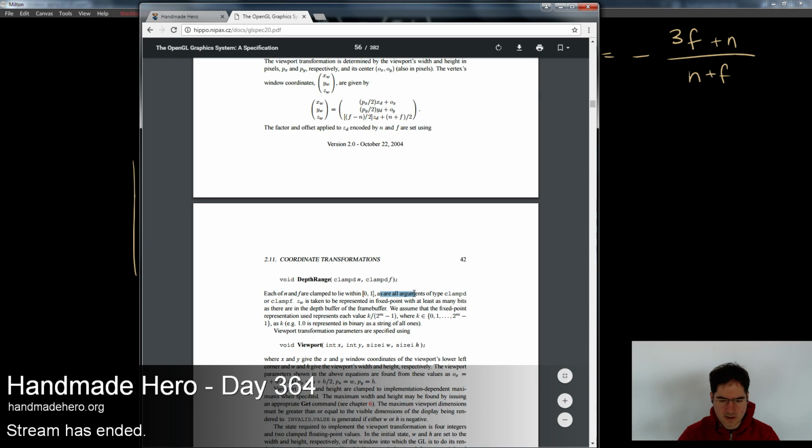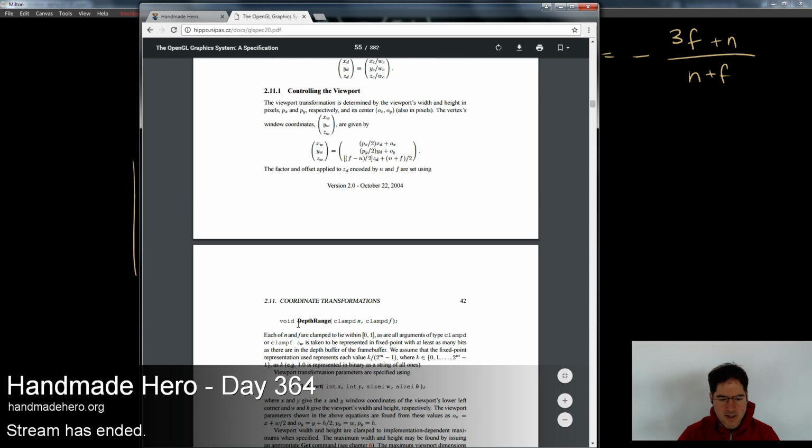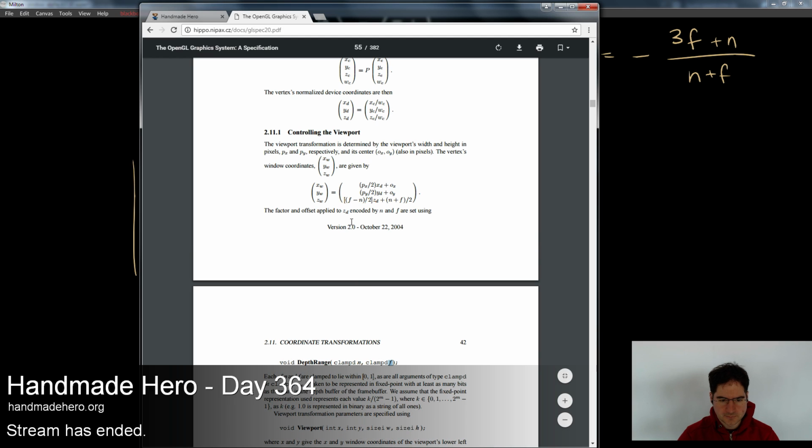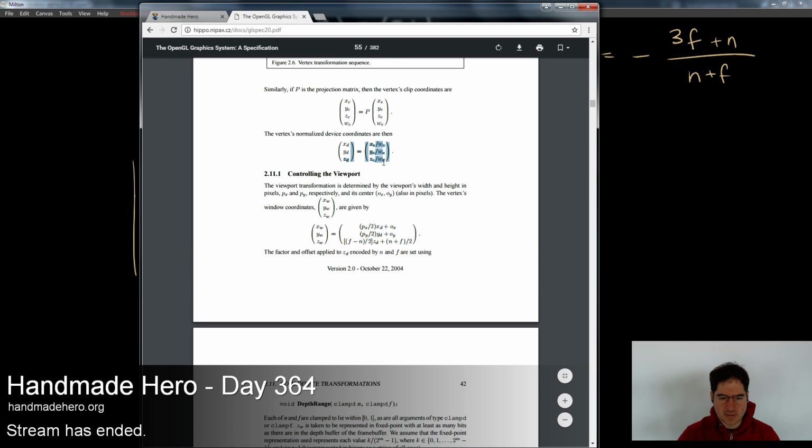0 and 1. That's where all arguments are clamped. Okay. So there's that mapping to 0 to 1 that we suspected was there. It's there, and it happens within this range. Presumably, that's normally -1 and 1. So there we go. But yes, it is divided by that value.